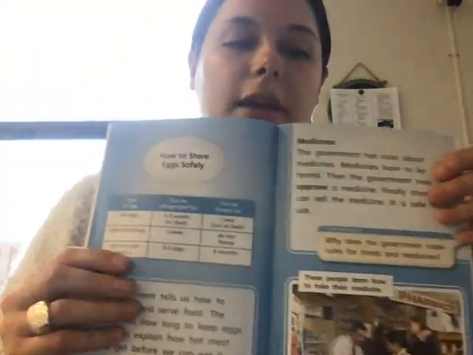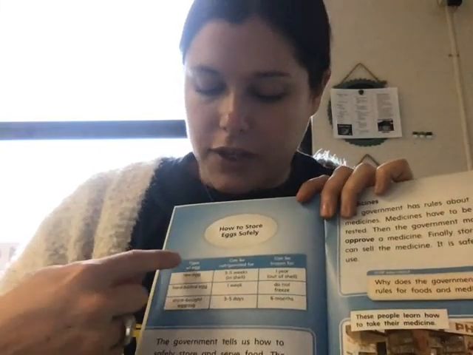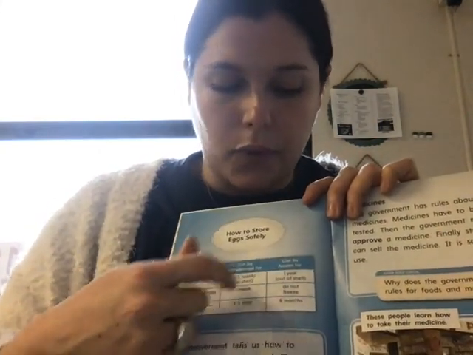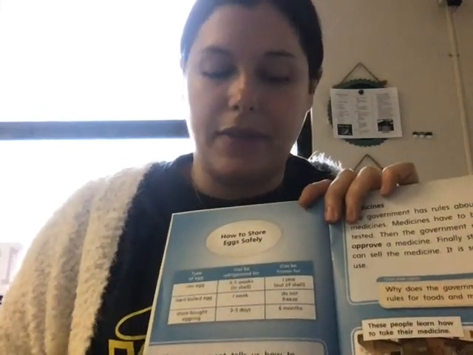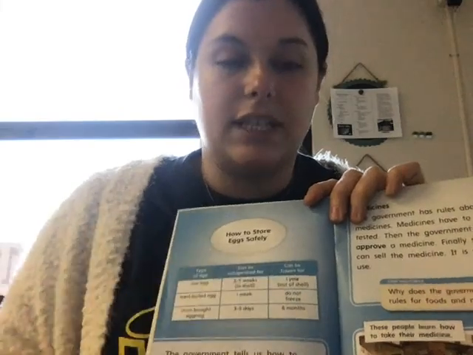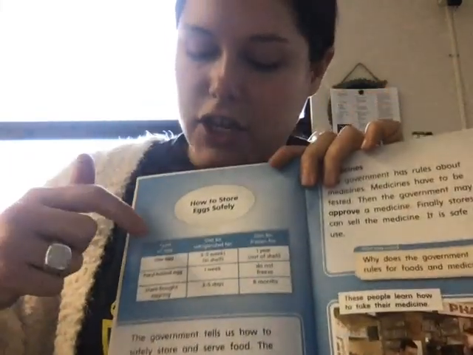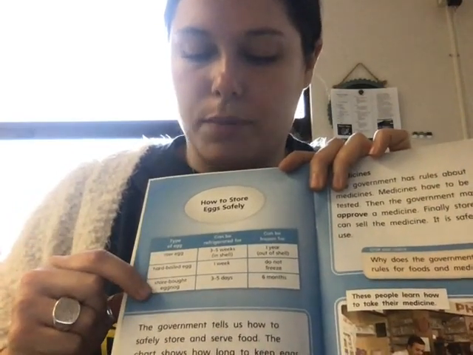So, I have this story with me. It's called Government Rules. And I found a chart in it, and it looks like this. It's talking about food safety and it's talking about eggs. Now, on the top, it says the type of egg, can be refrigerated for, and can be frozen for. Now, these are the titles at the top, and then underneath are the different subsections for each of the different types of eggs they're talking about. So here's the type of eggs. We've got raw eggs, hard-boiled eggs, and store-bought eggs.